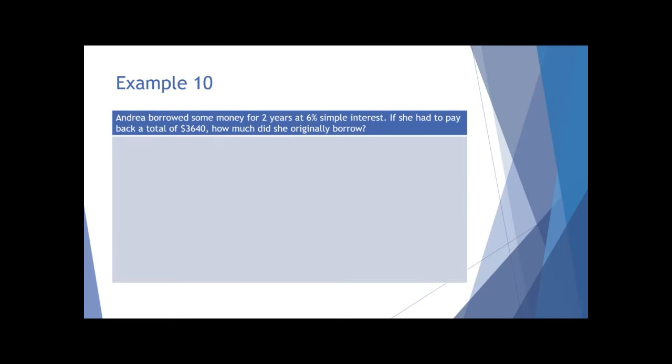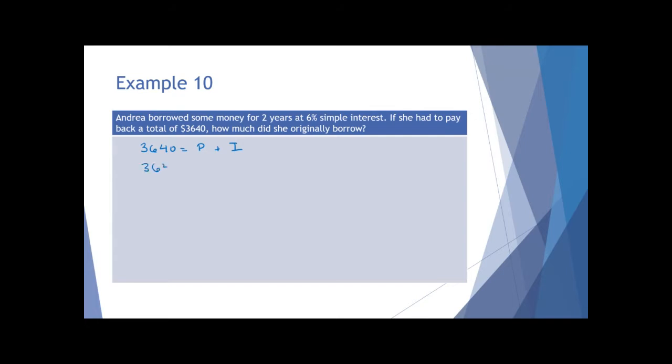Here's one that's a little more complicated. Andrea borrowed some money for 2 years at 6% simple interest. She had to pay back a total of $3,640. How much did she originally borrow? So this $3,640 is the original amount she borrowed plus the interest. So that's not just the interest, that's the original she borrowed plus the interest.